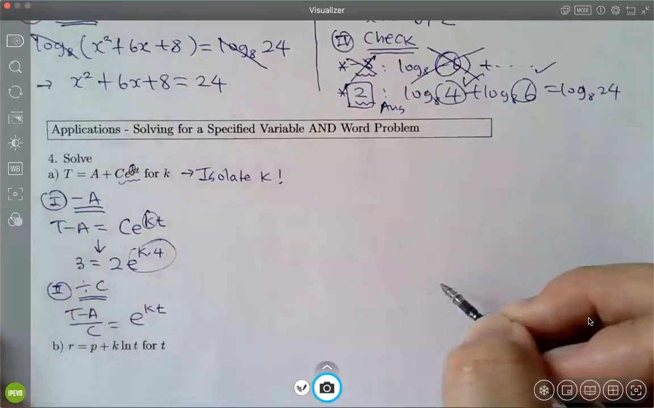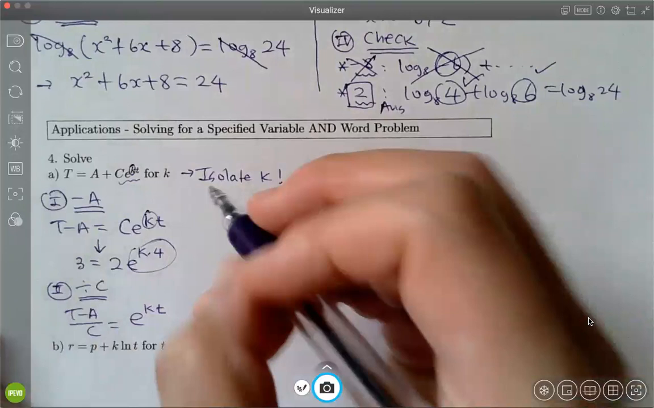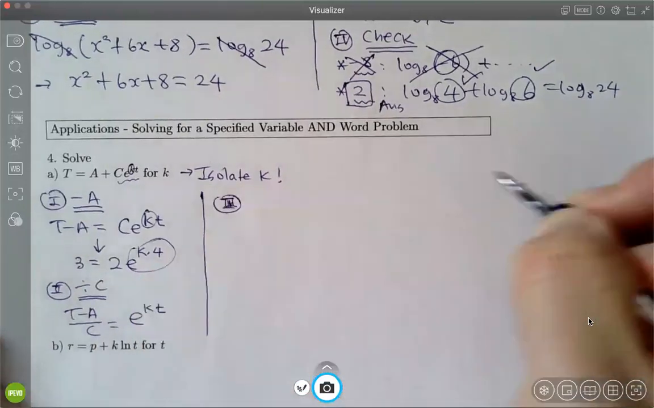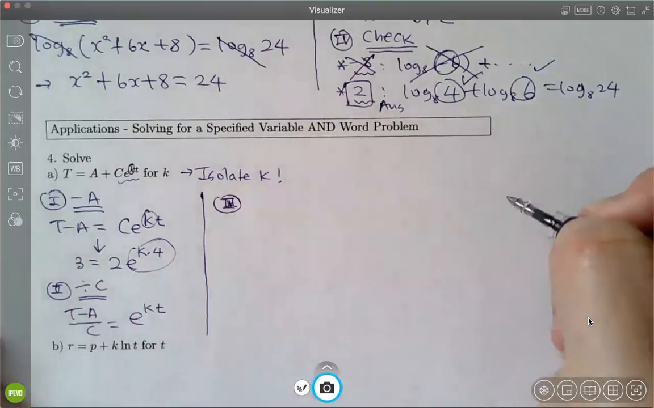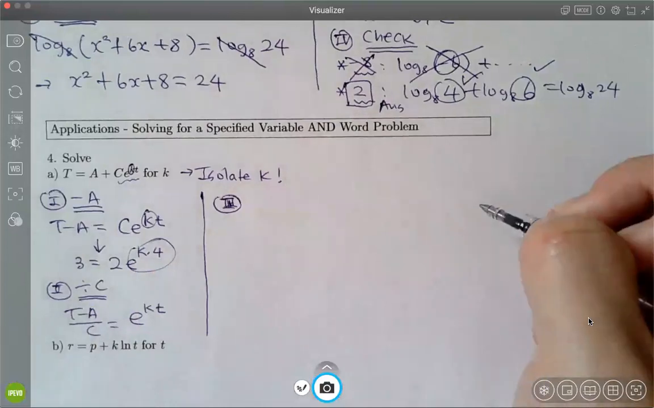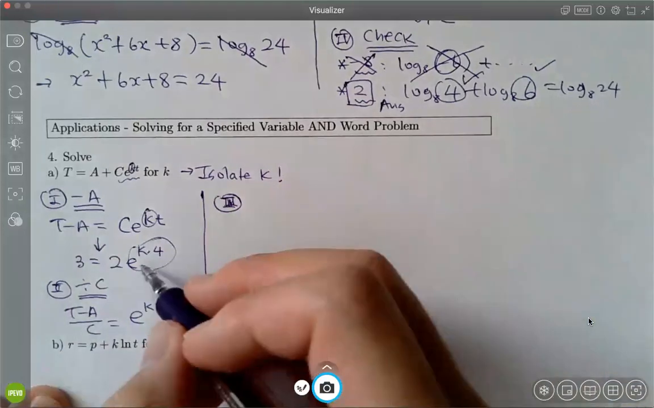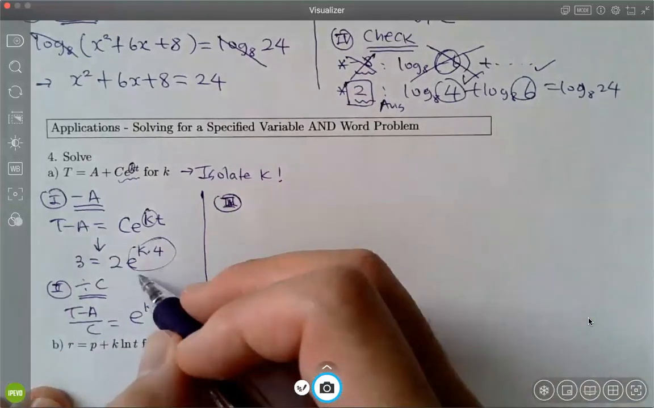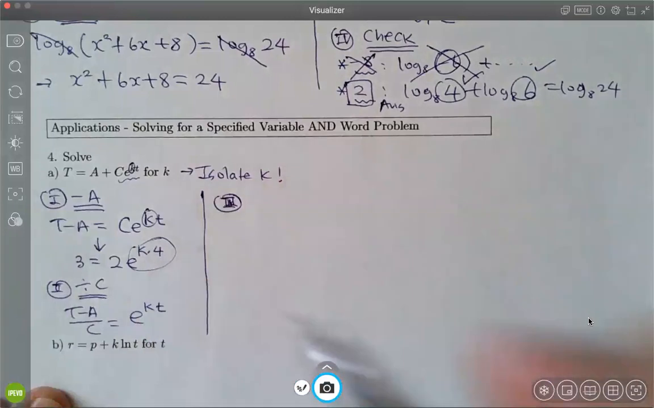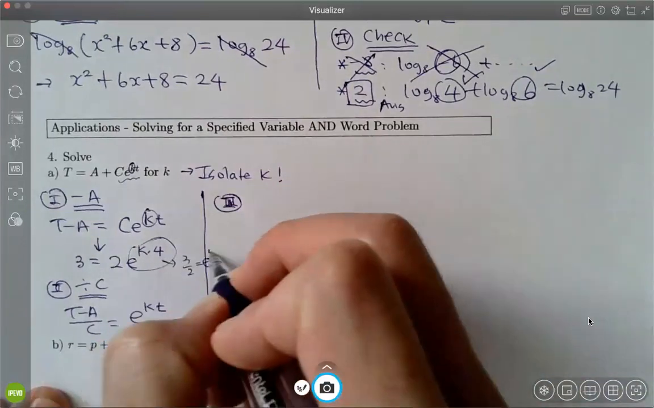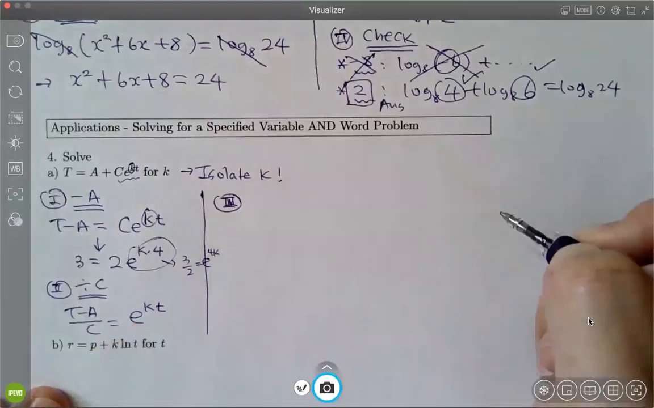Okay, good. And now, what do we do next? So, for example, for this simple problem, when you divide everything by 2, you get 3 over 2 is equal to e to the 4k. And now what do you have to do?